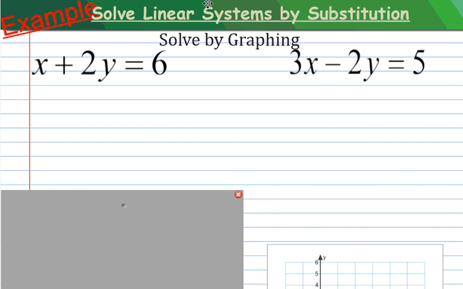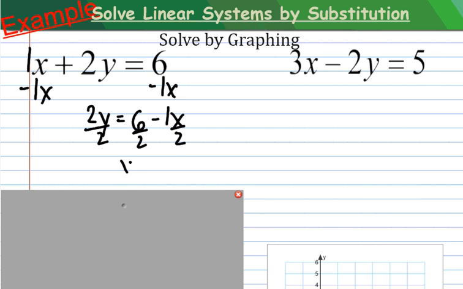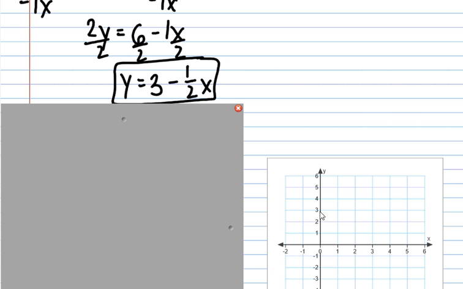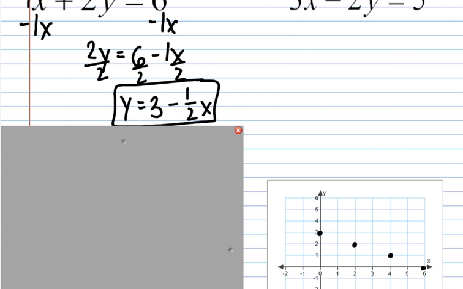So if I were going to do that, I would first solve for y. So in the first one, how do I get y solved for? I subtract the 1x from each side. I then get 2y equals 6 minus 1x. If I divide everything by 2, I then get the line y equals 3 minus 1/2 x. So if I were going to graph this, I would start at 3 and then go down 1, right 2, down 1, right 2, down 1, right 2. I'll leave you to kind of draw the line in on your own.